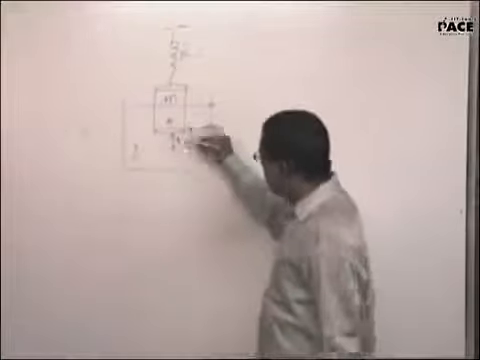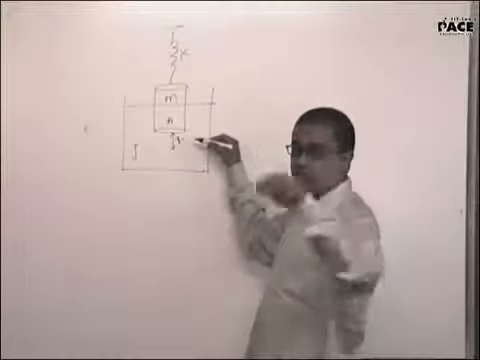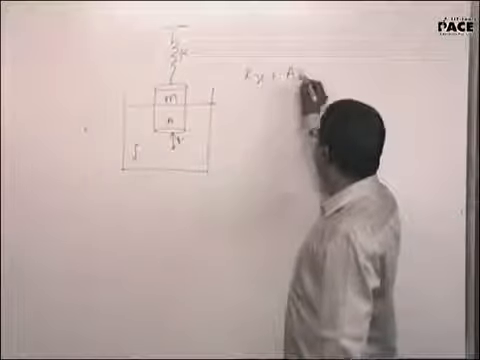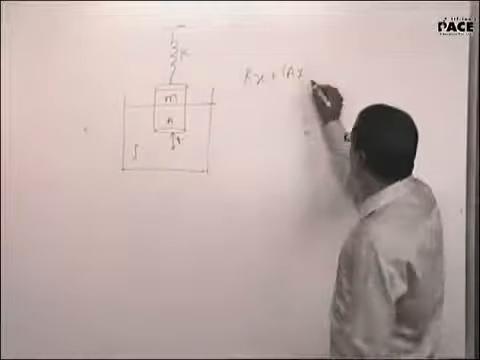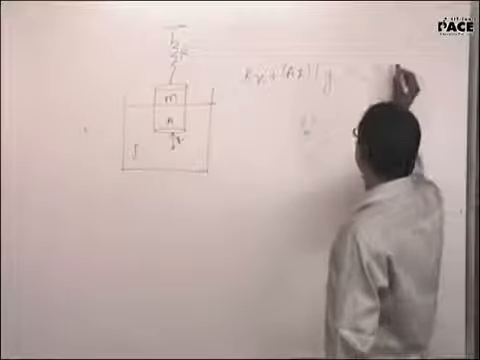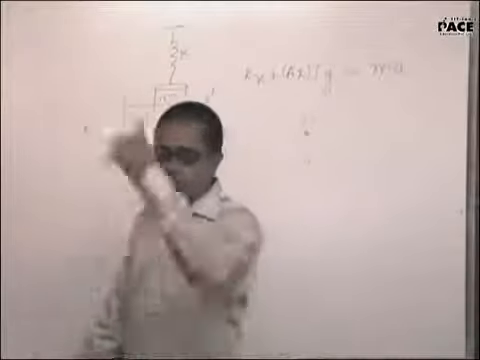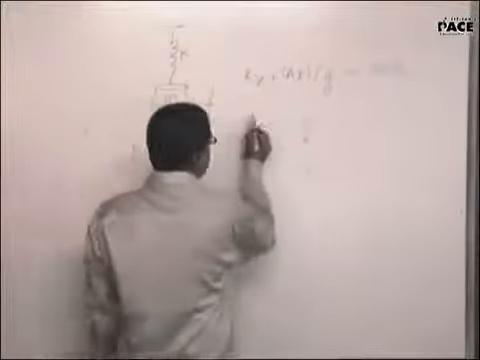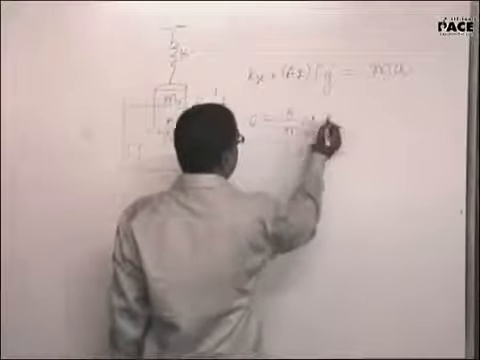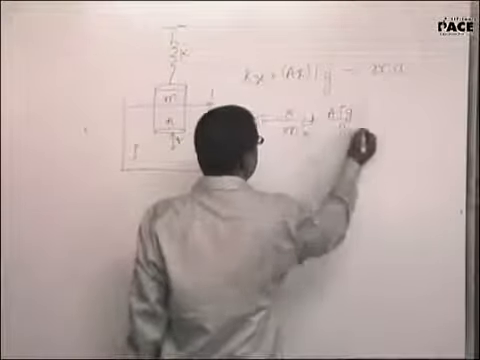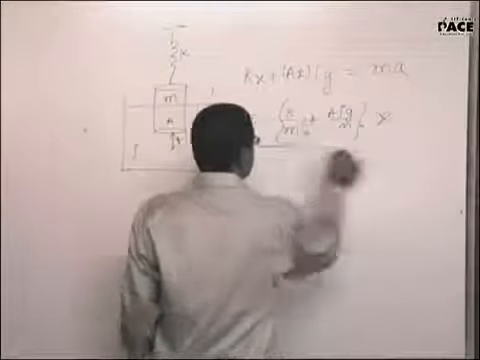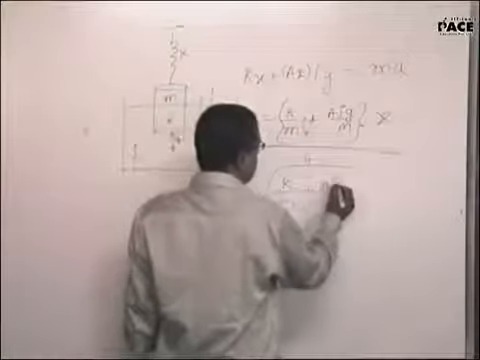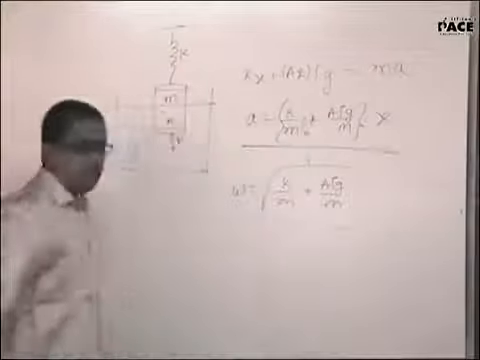Now this is x. When I pull it down by a distance of x, there is additional buoyancy generated. So kx plus additional buoyancy. A x is the additional volume of the liquid displaced into density of liquid into g is equal to mass into acceleration. Net total restoring force will be kx plus this quantity. As a result, a is equal to k by m plus A rho g by m into x. Omega will be under root k by m plus A rho g by m. That will give me the time period of the oscillation.